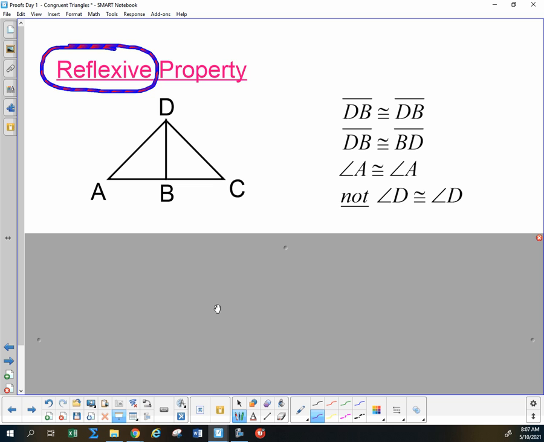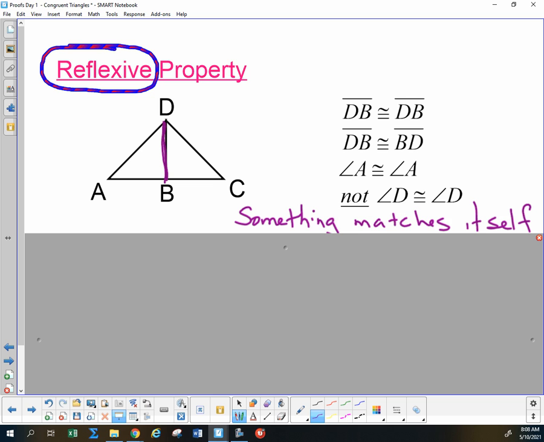Reflexive property simply means something matches itself. So in this triangle, I can say DB right here in the triangle on the left is just as long as DB in the triangle on the right, because DB is the same as itself. I could also write that DB is congruent to BD, because it's still the same line segment. Order is going to matter. We'll see in a little bit in terms of how we write things in our statements, what we want to match up.